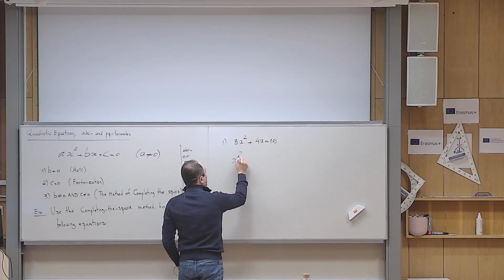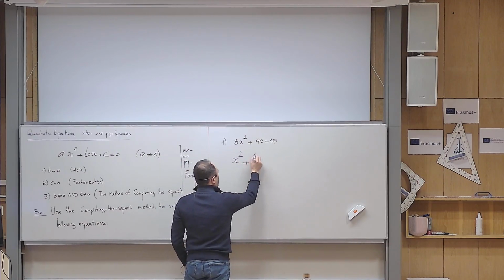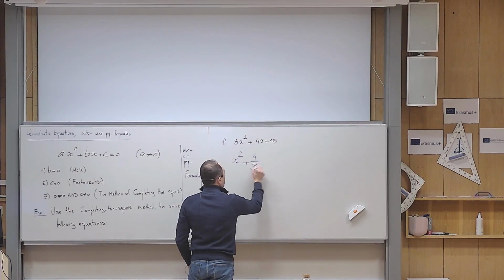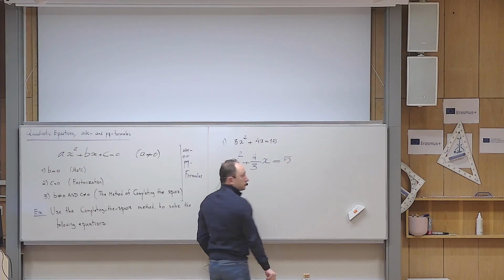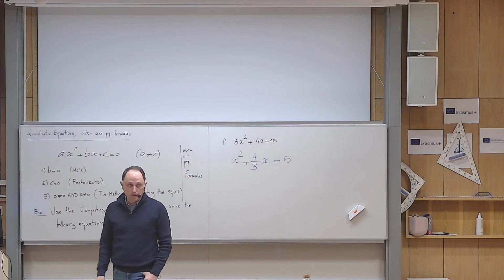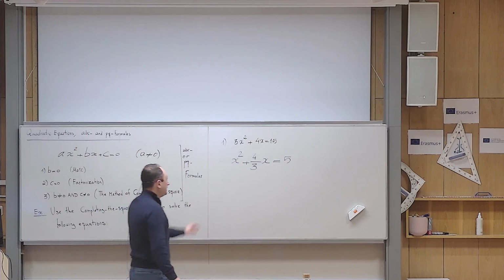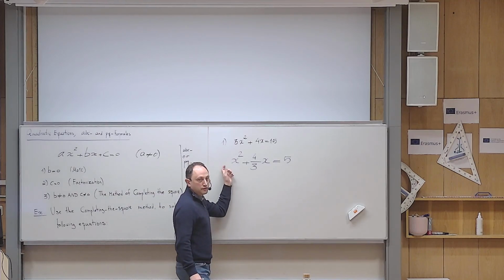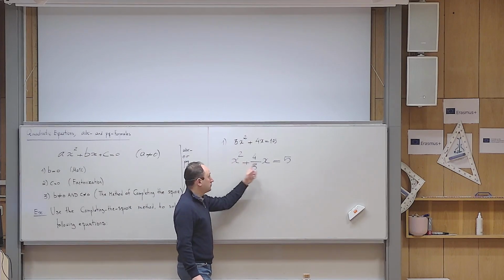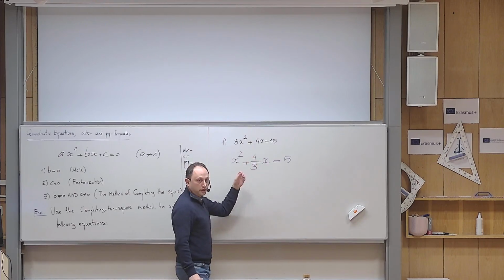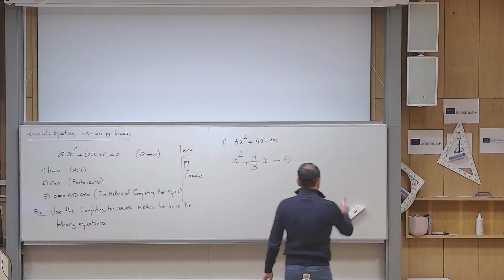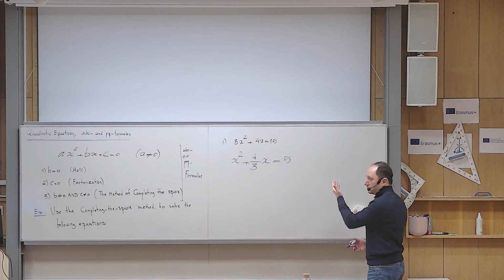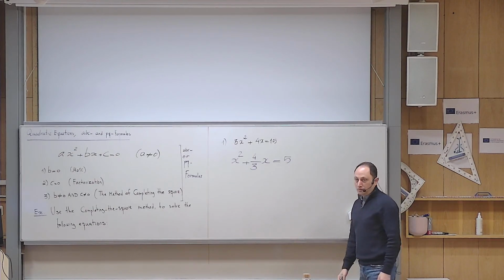This becomes what? x squared. This becomes 4 over 3 x. The right-hand side becomes 5. So I divided by 3. And then here, always the rule of thumb will work. What was the rule of thumb? This number divided by 2, squared. If you are quick in this calculation, which I really expect you at this level, these are nothing. 4 over 3 divided by 2 is how much?